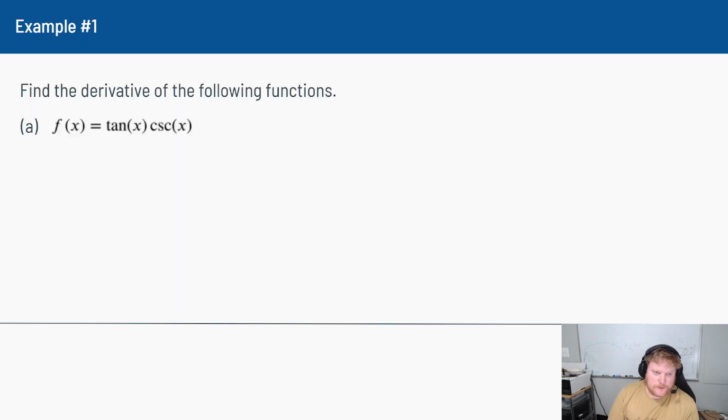So let's look at a couple of examples. In fact, we're just going to look at this one example. Find the derivative of the following function. So we have tangent times cosecant. The first thing we notice here is that this is a product rule, so I might try to apply the product rule.